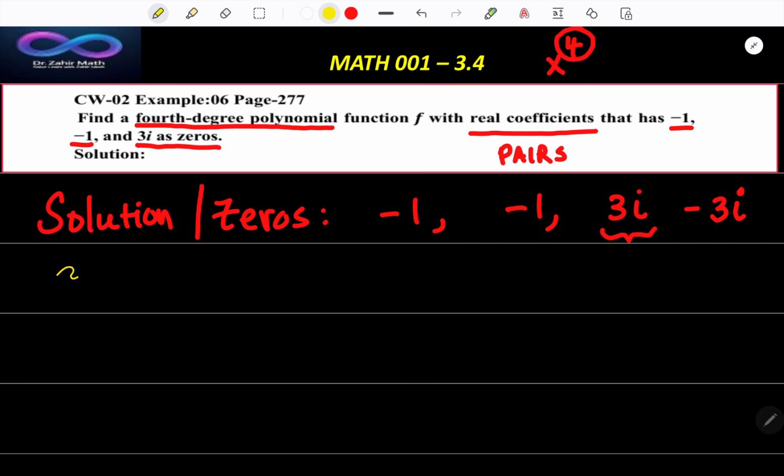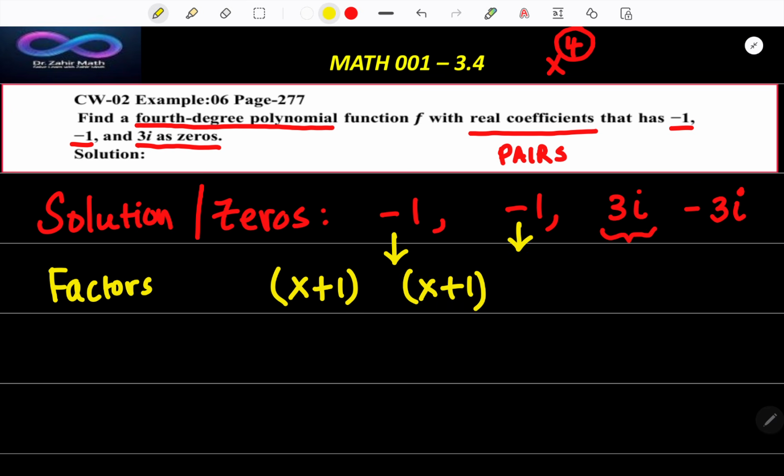Yes. Now we are going to write factors. Why? Because I want to write a polynomial equation. If minus 1 is the solution, what is the factor? X plus 1. If minus 1 is the solution, what is the factor? X plus 1. If 3i is the solution, what is the factor? X minus 3i. If minus 3i is the solution, what is the factor? X plus 3i. Clear, everybody? Clear, all of you? Right.